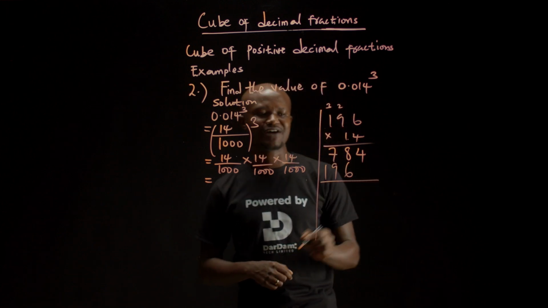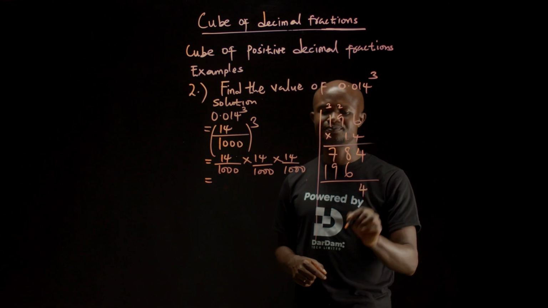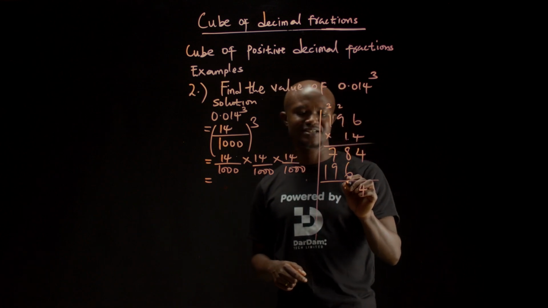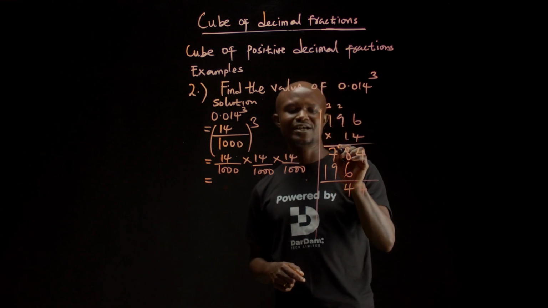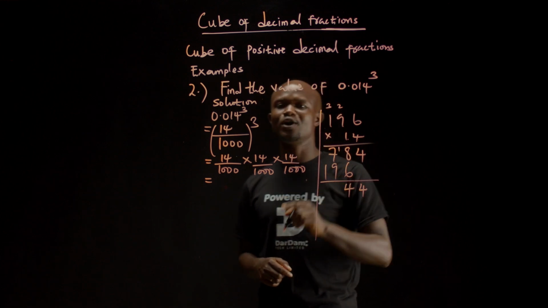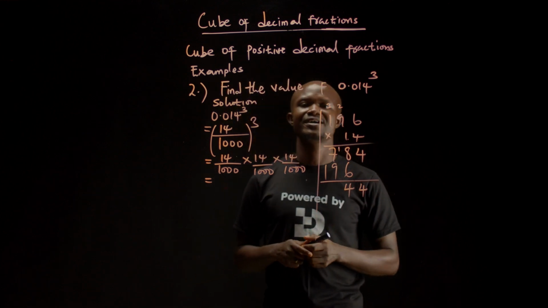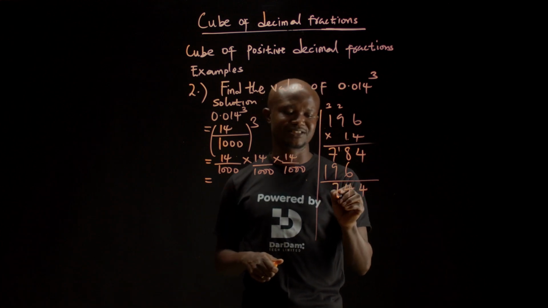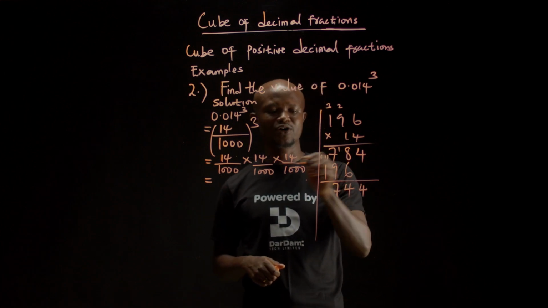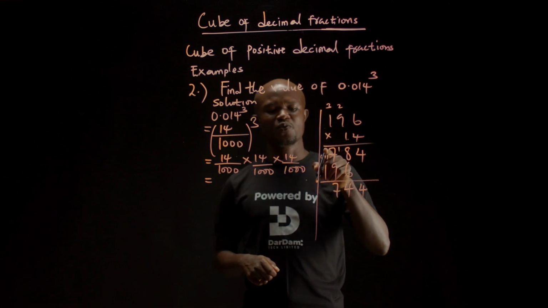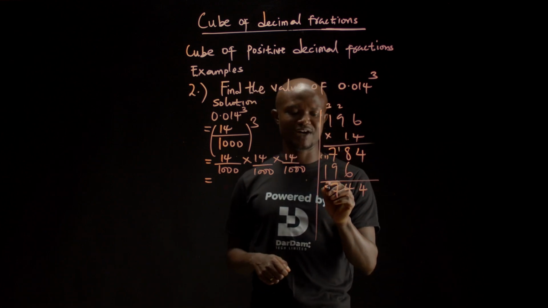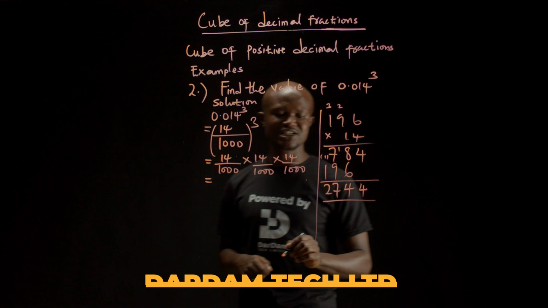Now from here, adding. This is 4. 6 plus 8 is 14. Then we carry 1. 1 plus 7 is 8. 8 plus 9 is 17. Then we carry 1 also. Now 1 plus 1 is 2.